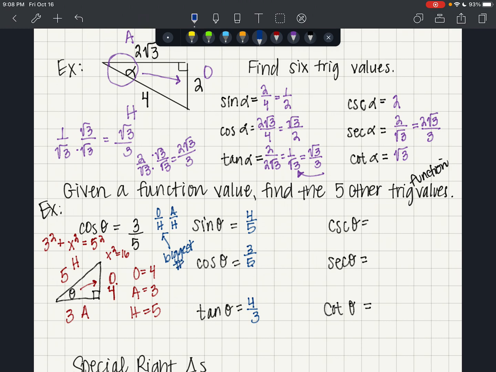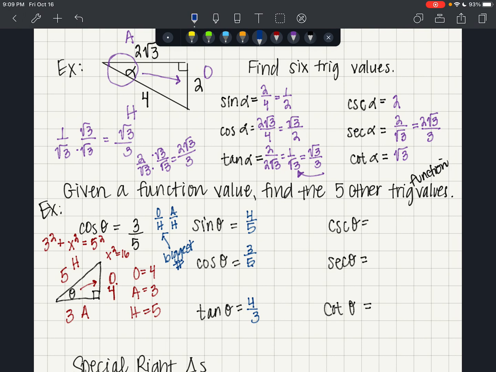It's going to be the biggest side length. So the hypotenuse, since it's the biggest side length, will always be bigger in the denominator for sine and cosine. Therefore, your sine of theta and your cosine of theta will always be between -1 and +1. It'll always be smaller than 1. We're not going to talk about negatives yet.